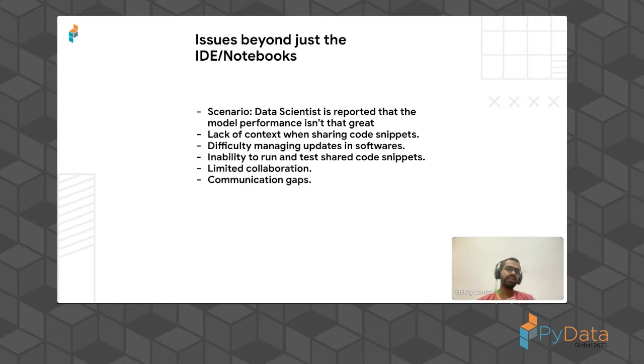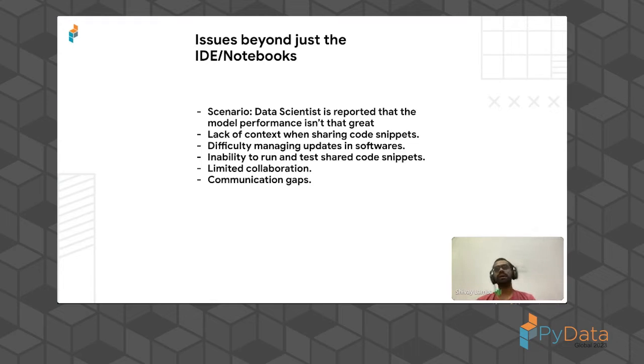Especially, the biggest issue when it comes to collaborating with multiple folks is that you do not have context when sharing code snippets. Generally, the code snippets that you will be sharing will be through either screenshots or Slack messages, right? And again, it's a very messy process to share all these code snippets, especially for data scientists. There's very limited collaboration when you're using normal ways of collaborating with other data scientists working on the same project.